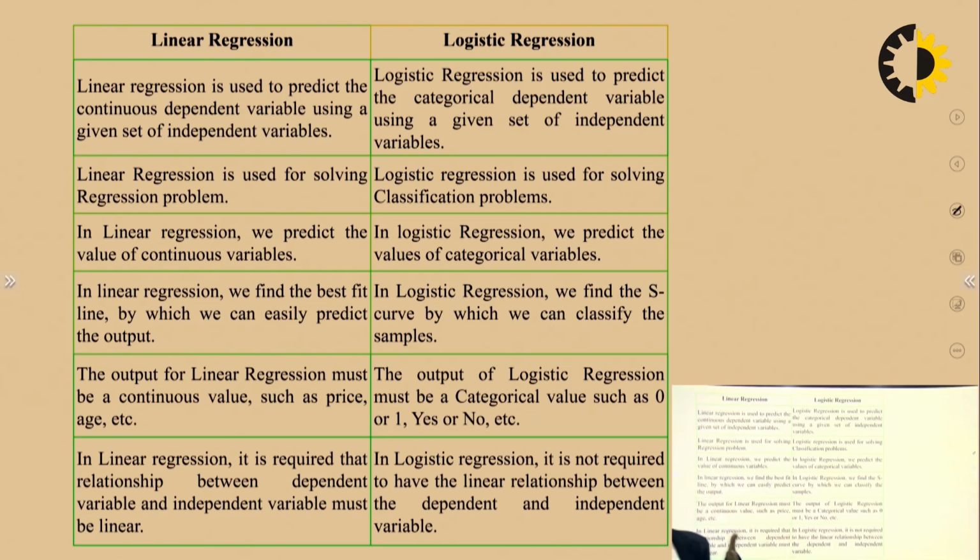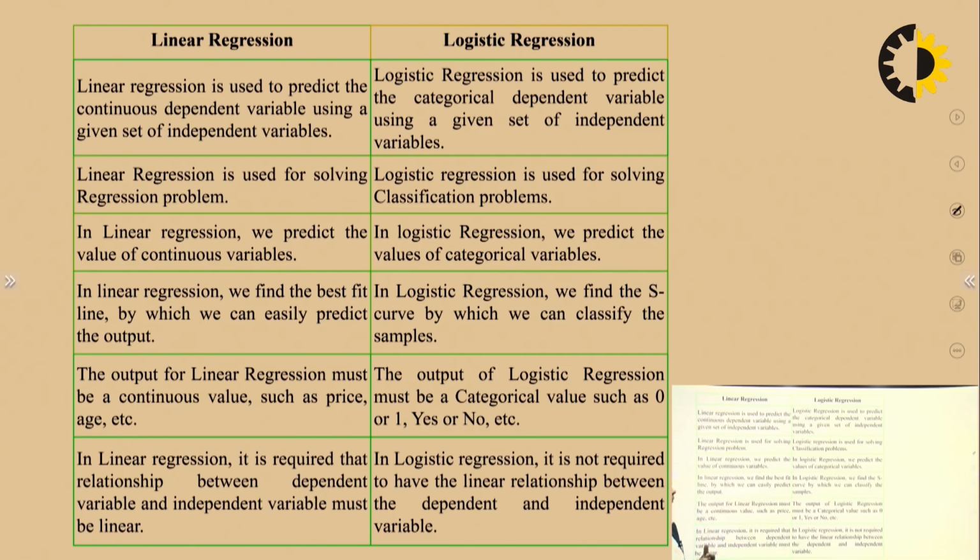Next topic is the difference between linear regression and logistic regression. Linear regression is used to show the linear relationship between dependent and independent variables, and logistic regression predicts the categorical dependent variable using the given set of independent variables. Linear regression is used for solving regression problems, and logistic regression is used for solving classification problems. In linear regression, we predict continuous values, and in logistic regression, we predict categorical variables.